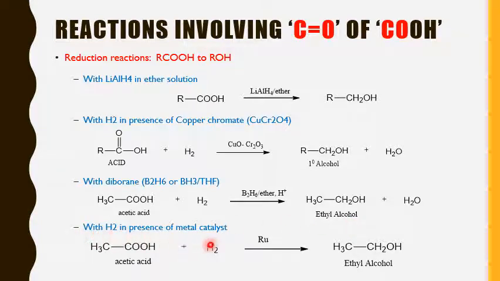Similarly, you can have the most classical reduction where hydrogen is used for reduction in the presence of a metal catalyst such as nickel or ruthenium. But here ruthenium is used, whereas if you use nickel, you will directly get the corresponding alkane. Here ruthenium is a milder metal, which will lead to primary alcohol conversion, not directly to the alkane. So all these four ways are used for the reduction of carboxylic acid to the corresponding primary alcohols. You can see there are four reagents with which you can convert the carboxylic acid to primary alcohols.